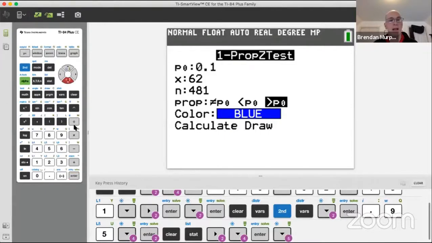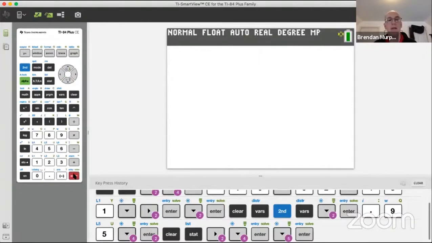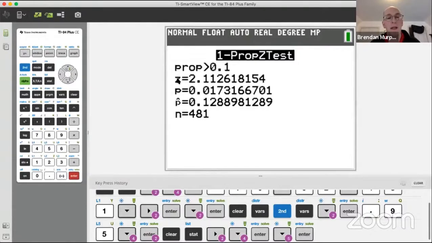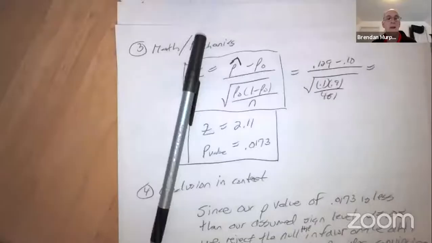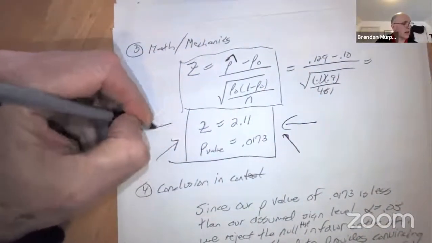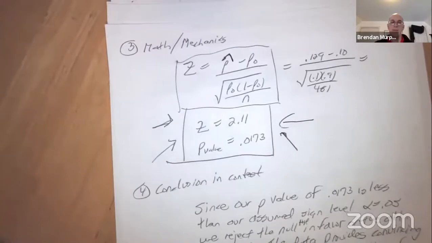So I'm going to go ahead and just get my numbers right from the calculator. So my z value is 2.11. My p-value is 0.017. You don't need all those decimals. If you want to write them, you can. P-hat, I think I had 0.129. That was pretty close. So I'm going to write those 2 numbers down on my paper. And again, if you've named the test, that's it. That's all you need for the math or the mechanics. And those 2 numbers are critical, and they need to be on your paper somewhere.